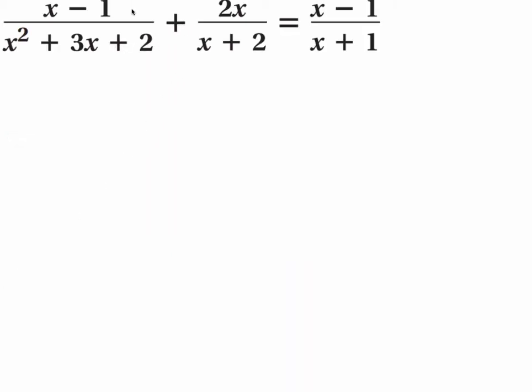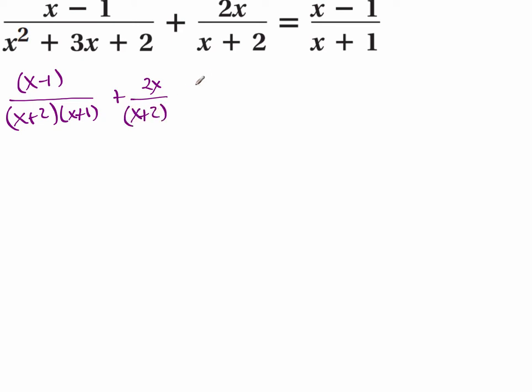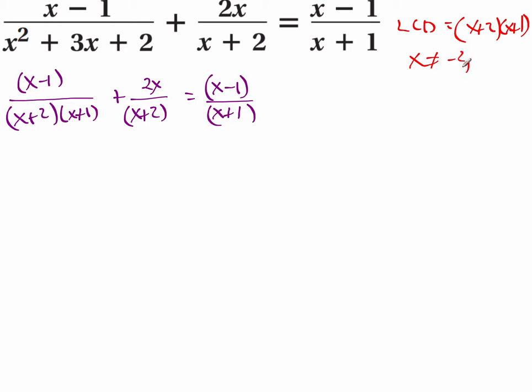Let's try a problem like this. The first thing I want to do is fully factor my denominator. So this is (x minus 1) divided by (x plus 2) times (x plus 1), plus 2x divided by (x plus 2), and don't forget those parentheses. And this is equal to (x minus 1)(x plus 1). Now from here, I can see my least common denominator is (x plus 2) times (x plus 1). So I know that x cannot equal negative 2 or negative 1.